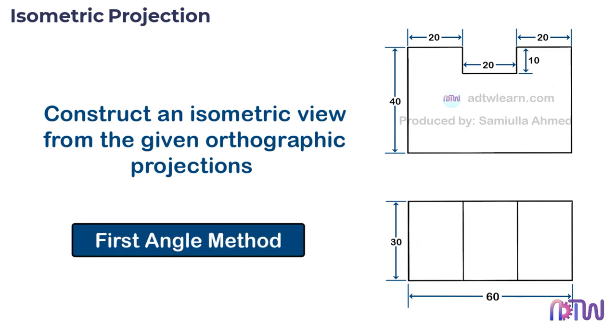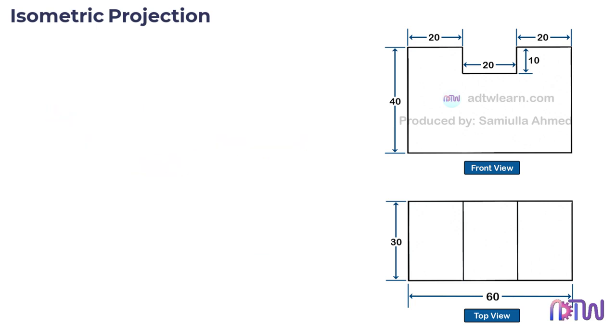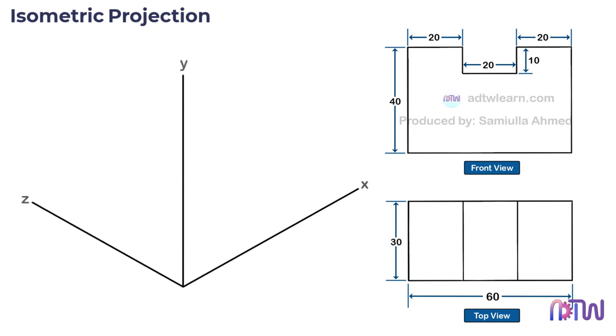According to the first angle method, this top figure will be the front view of the object, and the bottom figure will be the top view of the object. Before starting construction, we need to first draw the isometric axis. The isometric axis consists of the x-axis, y-axis, and z-axis. The x and z-axis will be 30 degrees from the horizontal, and the y-axis will be perpendicular to the horizontal.